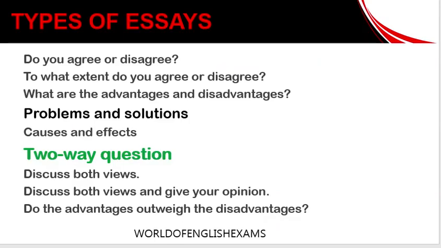Okay, so these are the various types of essays. Do you agree or disagree? Then to what extent do you agree or disagree? What are the advantages and disadvantages, problems and solutions, causes and effects, two-way question or double question that we are going to learn today. Then discuss both views and give your opinion. Do the advantages outweigh the disadvantages? So these are the essay types that are very important.